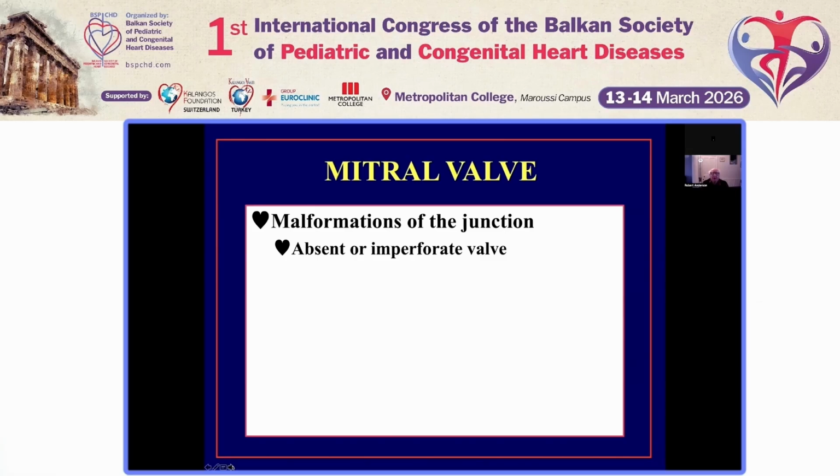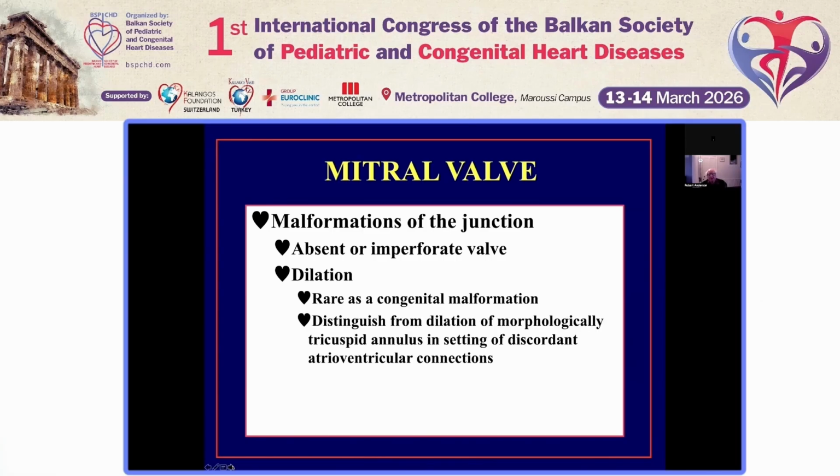So let's now look at malformations of the specific components of the valve, and the junction, on occasion, can be absent, or it can be imperforate. The junction can be dilated, but this is rare in terms of the mitral valve itself, and we have to distinguish that from what we see in the setting of discordant atrioventricular connections, because then the morphologically tricuspid valve oftentimes is dilated and regurgitant, but it is the left atrioventricular junction that is being guarded.